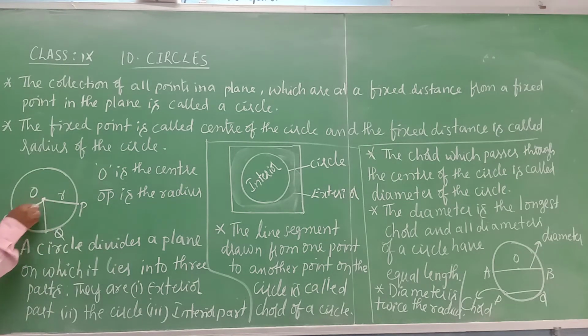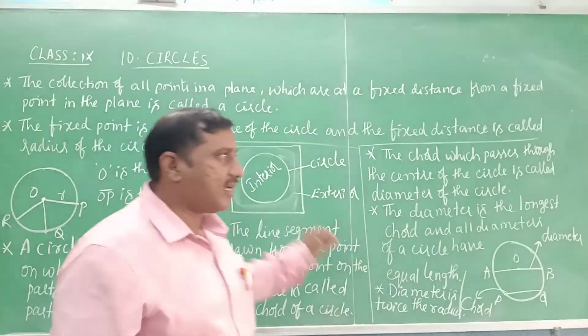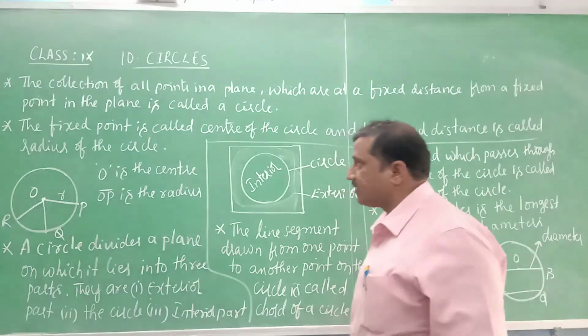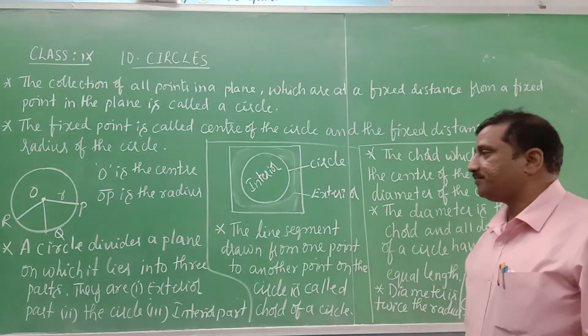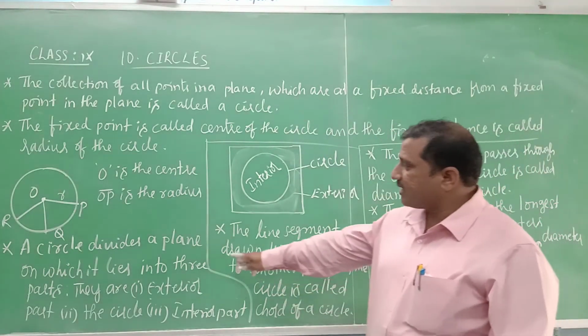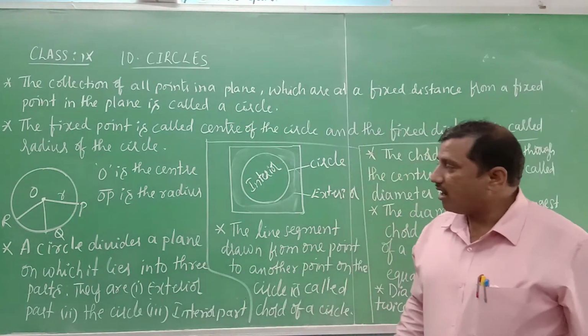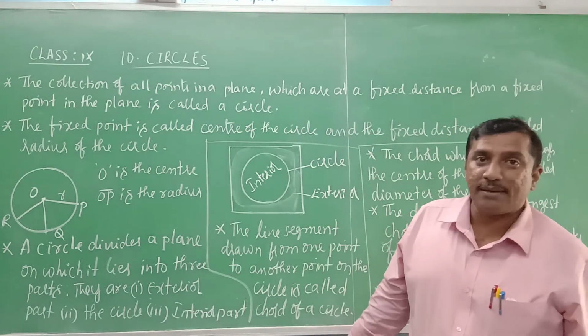So all these distances are the same. It is a fixed distance, equal distance. That's why it is called the radius. Radius of the circle. Now, a circle divides a plane on which it lies into three parts.